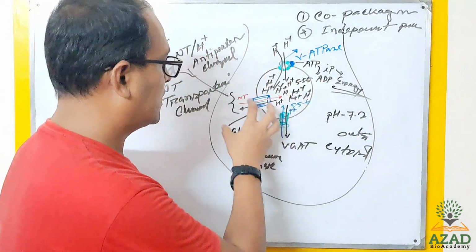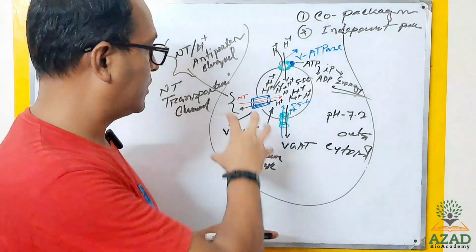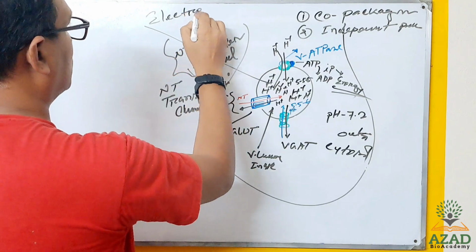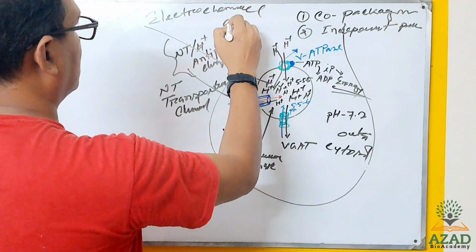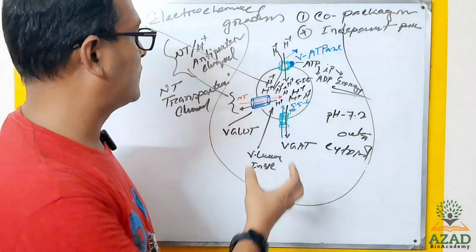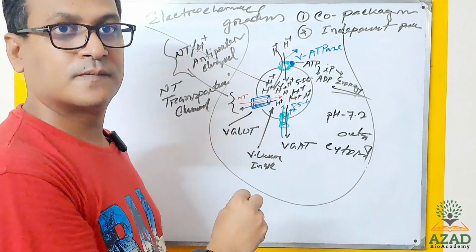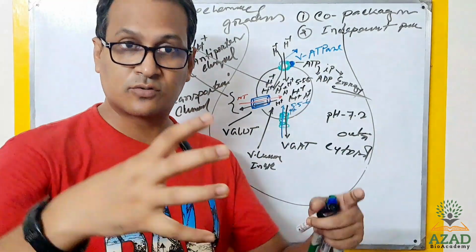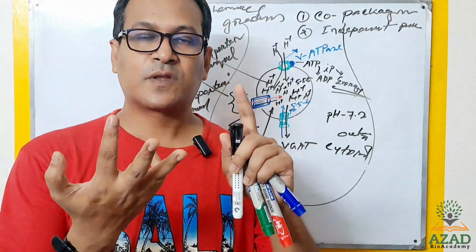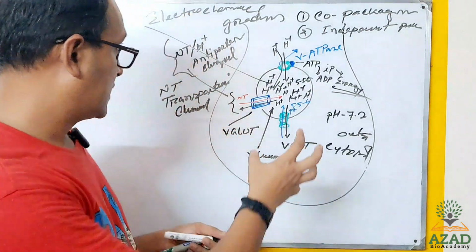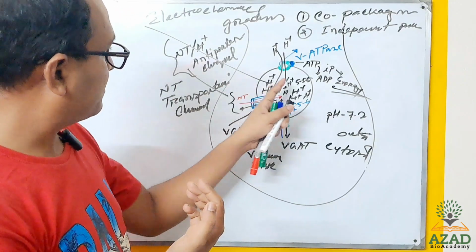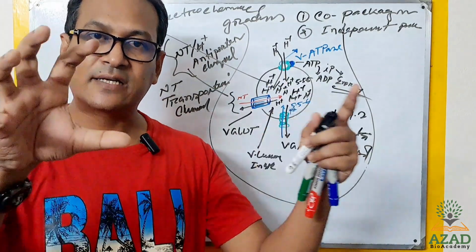So two types of gradient will be there. That means an electrochemical gradient. So when the electrochemical gradient develops within the vesicle across the membrane, chloride ion and to some extent sodium ion can influence the electrochemical gradient, but the proton will play the main role in creating it.